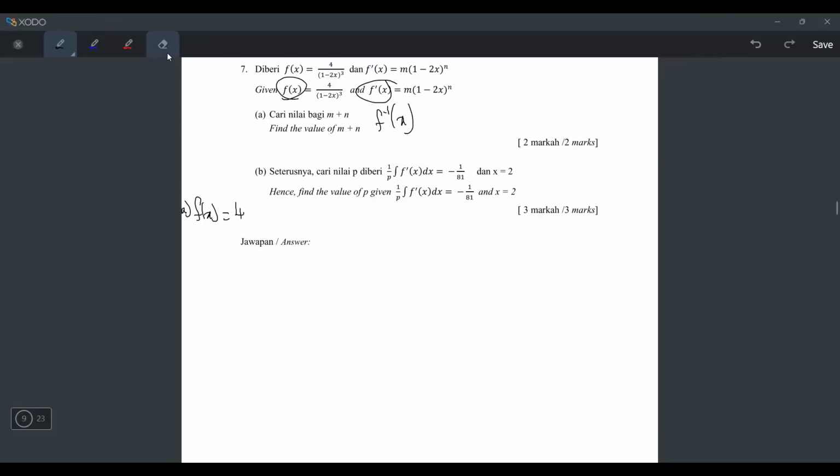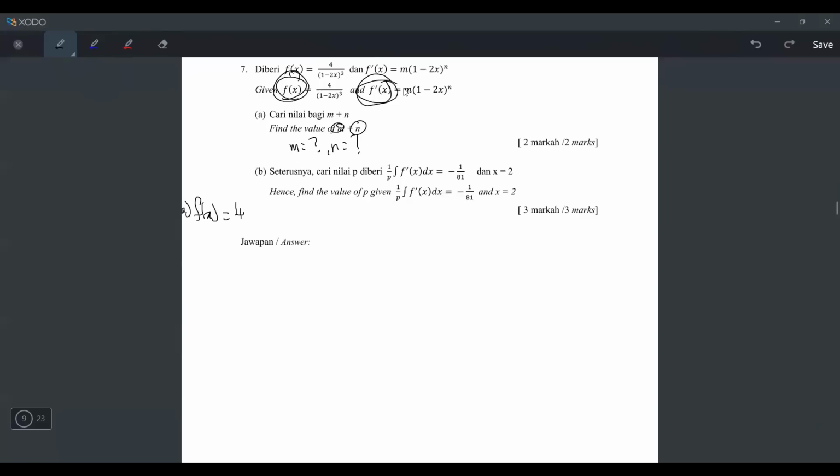If it's f negative 1, that's chapter 1 for chapter 1 function. But if it's like this, we call it f prime. And this is not chapter 1. This is chapter from 5 punya chapter 2, which is differentiation. It's not under inverse function. It's under bezaan punya bab, differentiation. So they give you f(x) and they give you f prime x, which is after differentiate. And now they want to find the value of m plus n. But you cannot find m plus n first. You have to find m and n first. Then only you can find m plus n.